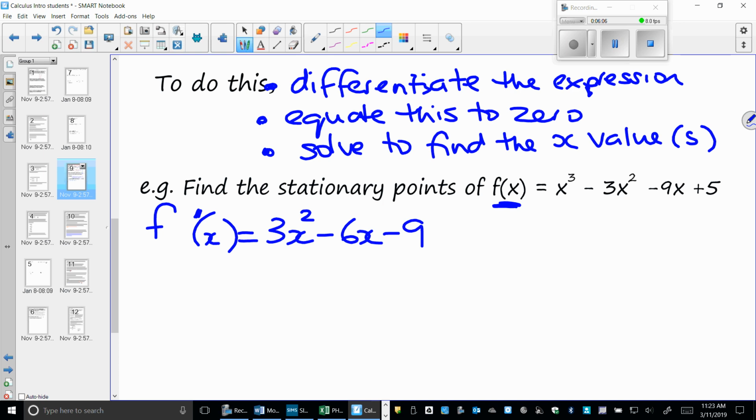Do you remember my other tip was that if you were tempted to write plus 5 here, you would then join these two terms. And remember what I said was if you differentiated it, you should never be joining terms together. So that should tell you that you've done something wrong. So don't write it in. Right. Okay, so we've got f dash x equals that. And then our second step is to equate this to 0. So we literally then write 0 equals 3x squared minus 6x minus 9.